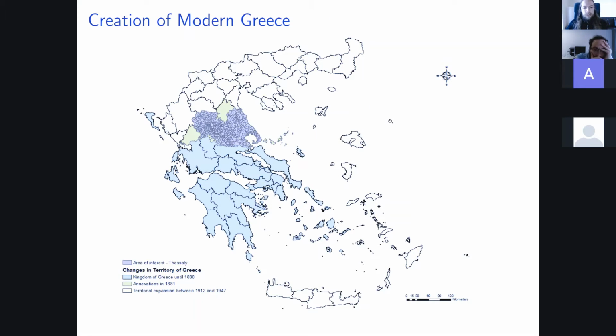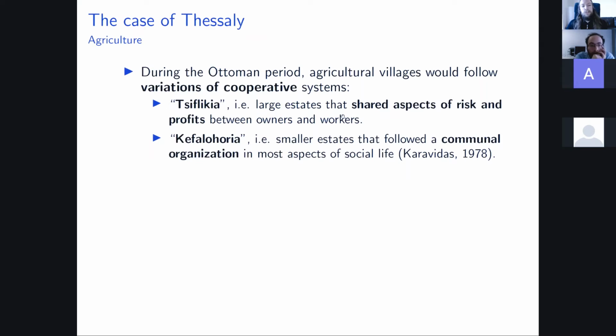And this is the region of interest, the area of interest. So most of Thessaly, you can see it in purple. So during the Ottoman period, agricultural villages would follow variations of cooperative systems, essentially.